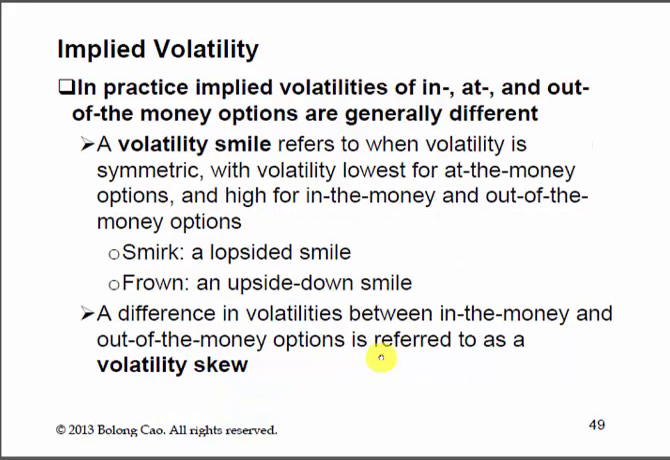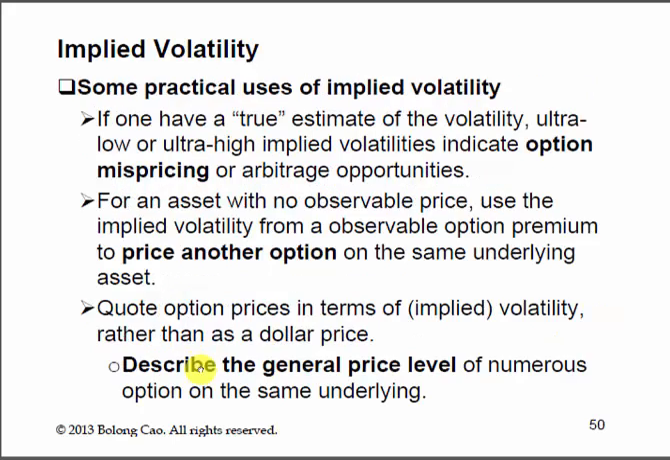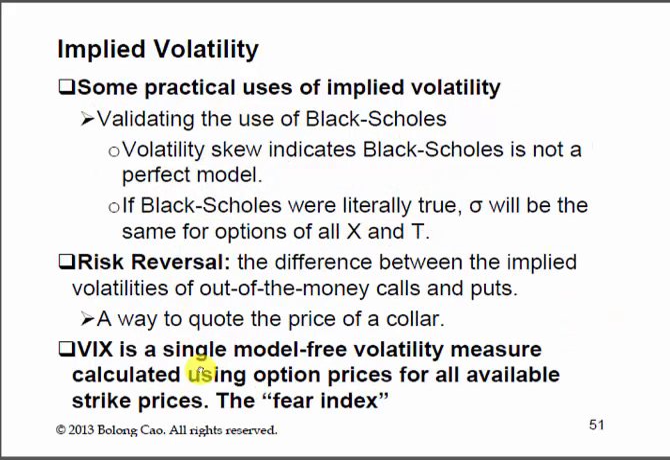Probably something to take away is that there are the so-called volatility smile, smirk and frown. A general idea is that option prices can be quoted in terms of implied volatility, and sometimes in terms of a difference in the implied volatility. And based on the same idea, there's the fear index, the VIX index, which is what the market thinks the volatility will be for the underlying.